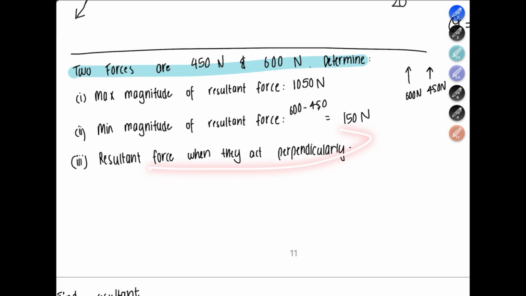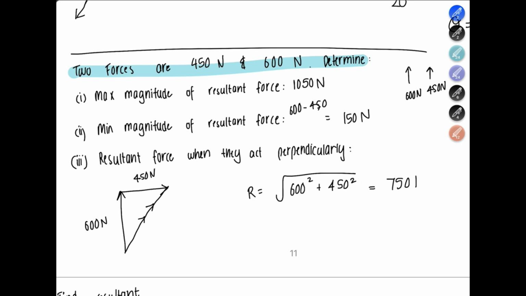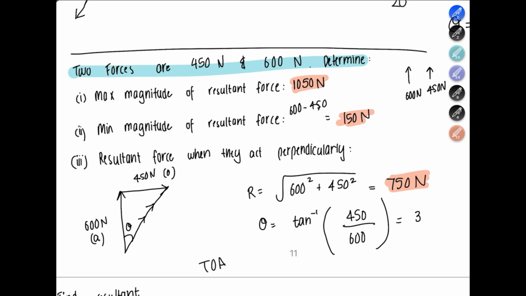Now what is the resultant force when they're acting perpendicular? That means they are acting at an angle of 90 degrees. So 600 newton, and the other one is like this, 450 newton. Find the resultant force. That's easy. You can simply use the Pythagoras theorem, 750 newton. Since these two forces are now acting at an angle to each other, this is between the minimum and the maximum. If you want to find the angle, theta equals tan inverse of opposite over adjacent, remember TOA, is 37 degrees. So this angle is 37 degrees.